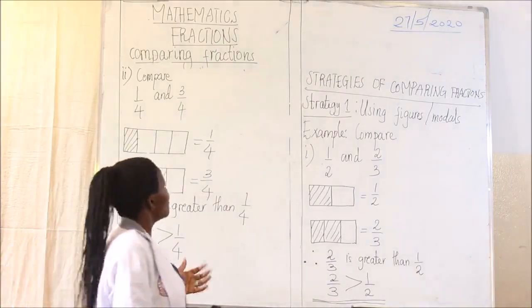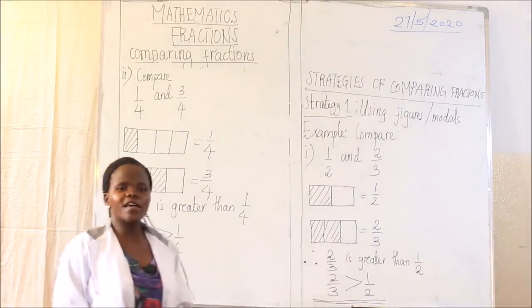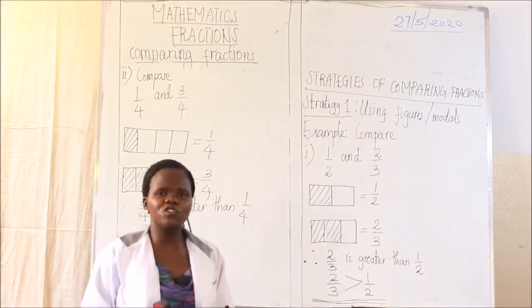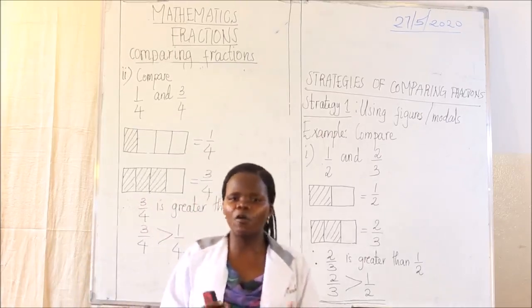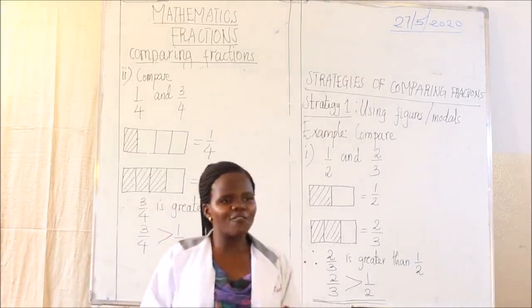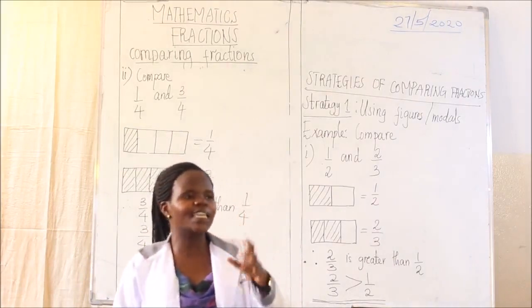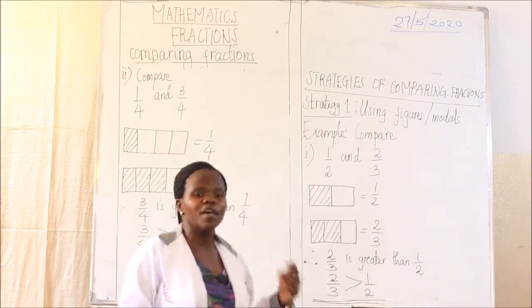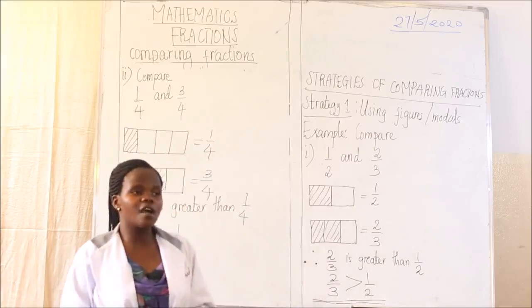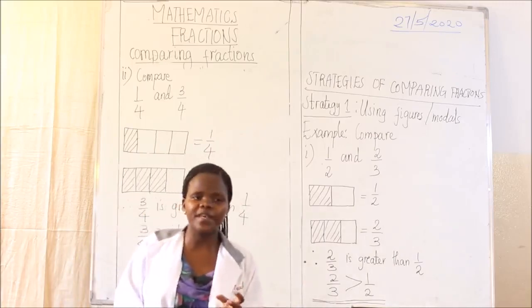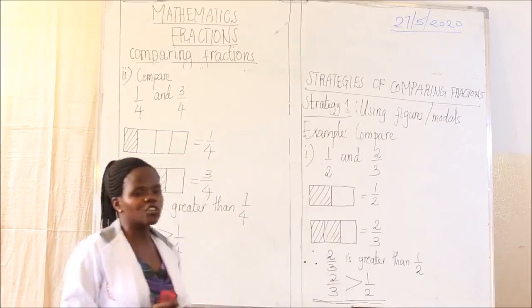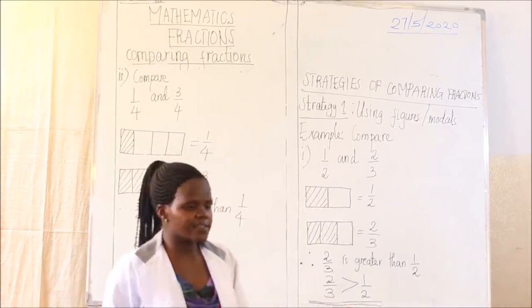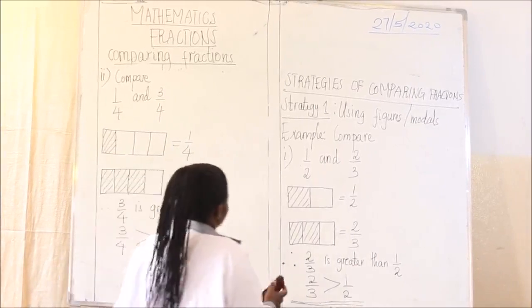And from there we have the second strategy, where we are using the observation method. How are we doing the observation method? To observe means just to check. You check, then you give the answer. And we are using this observation method for the fractions which have the same denominators. So we are using observation method when you have fractions with the same denominators. Let us see it.